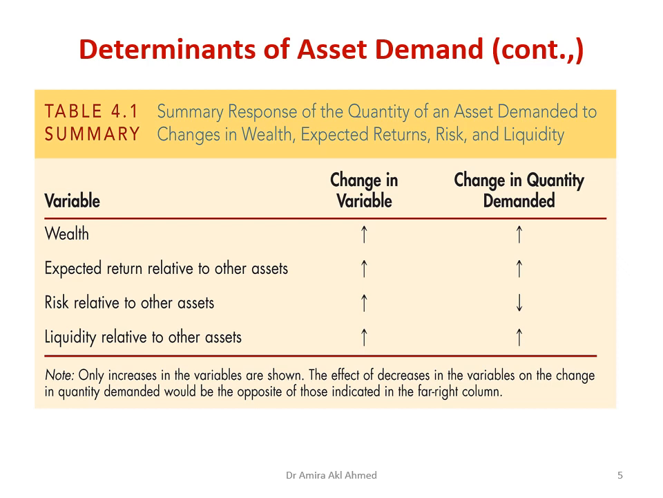With respect to risk, holding everything else constant, if an asset's risk rises relative to that of alternative assets, its quantity demanded will fall, and vice versa. Finally, regarding liquidity, holding everything else unchanged, the more liquid an asset is relative to alternative assets, the more desirable it is, and the greater will be the quantity demanded of it, and vice versa.